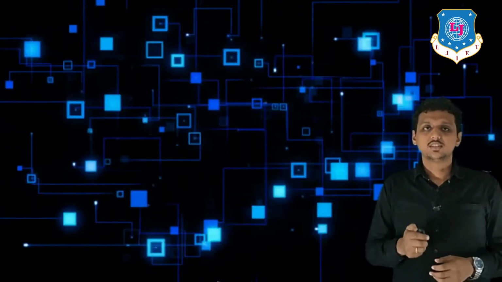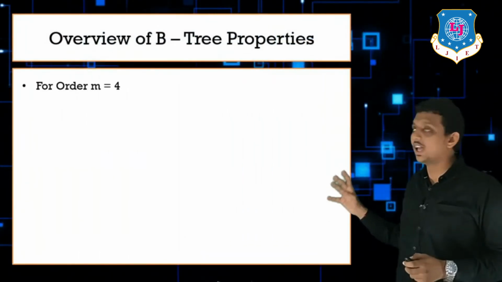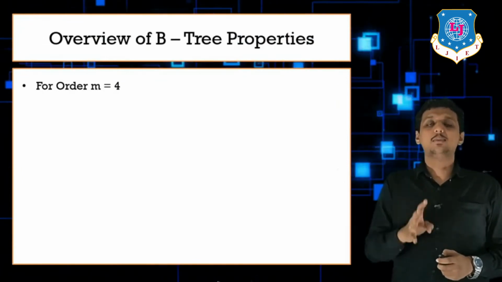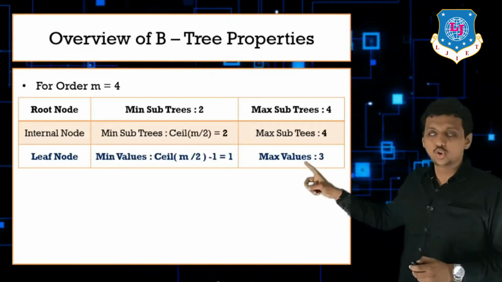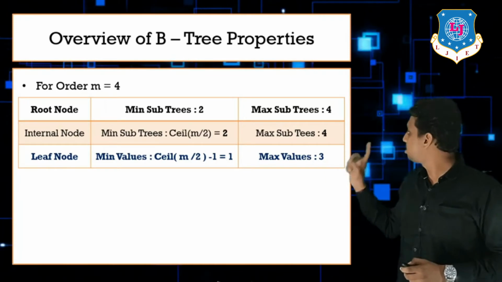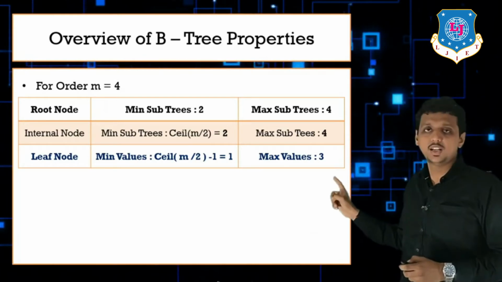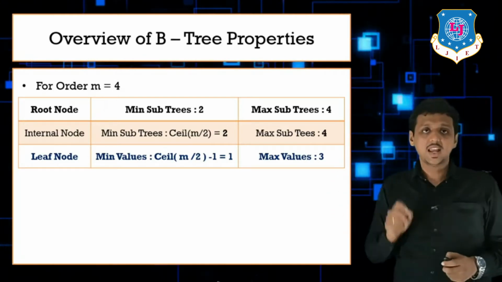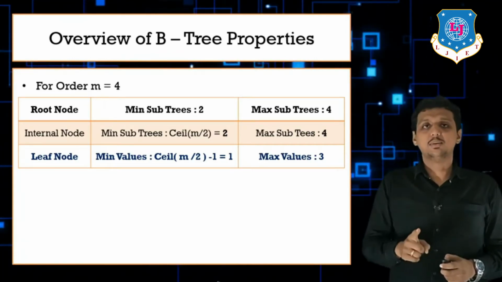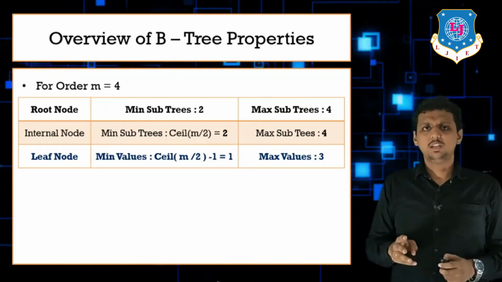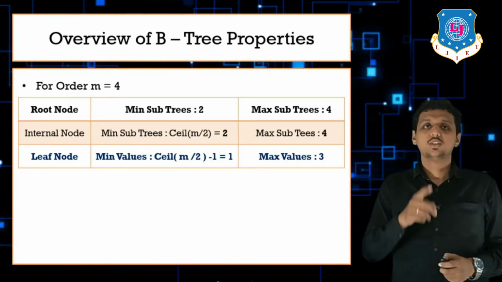Let's take an example. Suppose your B-tree has order 4, that is, m is equal to 4. Then your root node should contain minimum subtrees 2, maximum subtrees 4. Your internal node should contain minimum subtrees 2, maximum subtrees 4, and your leaf node should contain minimum values 1 and maximum values 3. Why minimum values? Because this is a leaf node, it does not contain any subtrees.